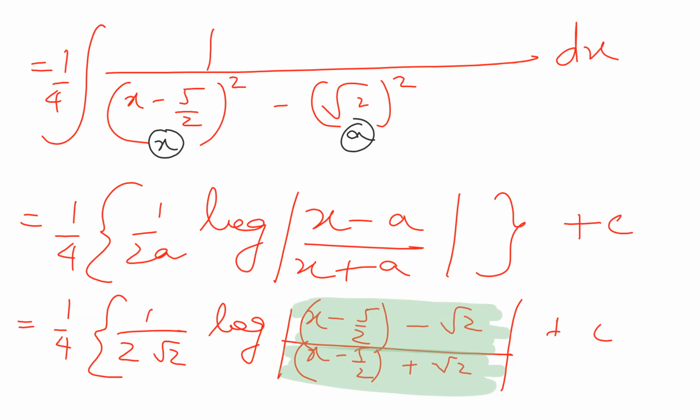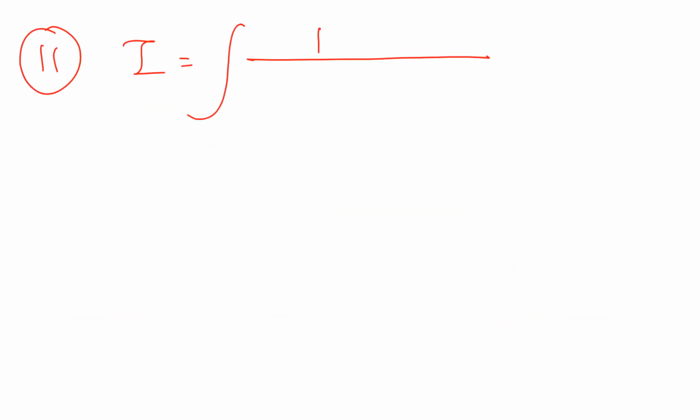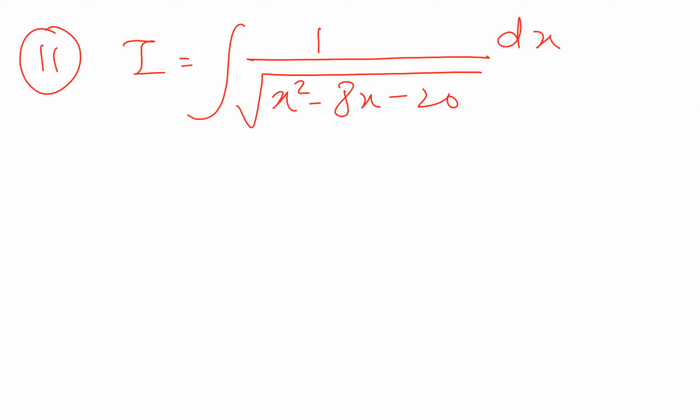Let us go ahead with the next example. Example number 11. Integration of 1 upon root of x square minus 8x minus 20 dx. So this time it's a root down in the denominator. There is no x term in the numerator, and we have a middle term, that is minus 8x.